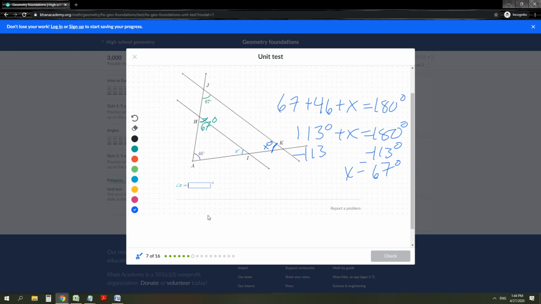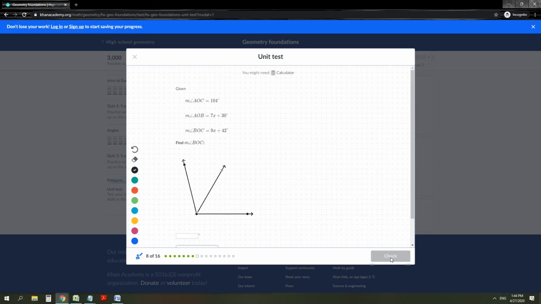And so we're just going to plug that in. 67 degrees. Double check. 67 plus 67 is 134, and 134 plus 46 is 180. Check. We got it right.